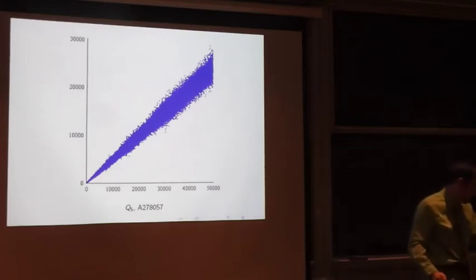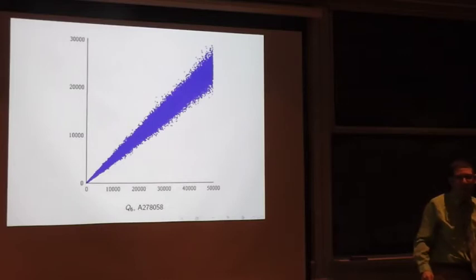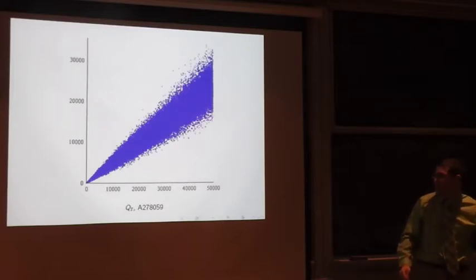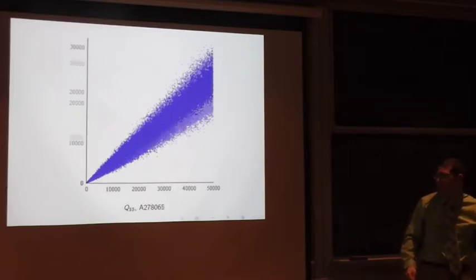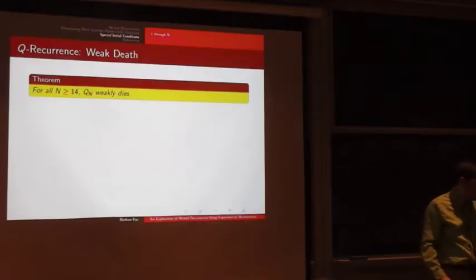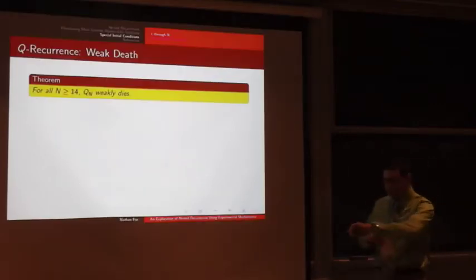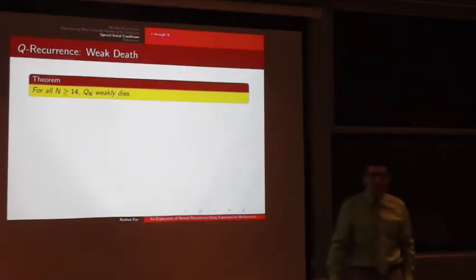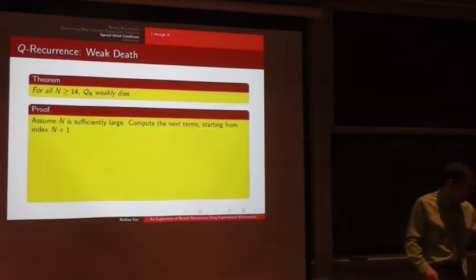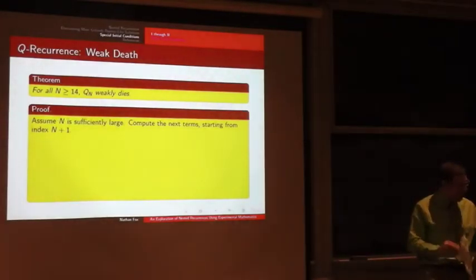This is Q5. Here's Q6. It's not really there anymore. Here's Q7, Q9, Q10, Q13. But good news, if n is at least 14, it weakly dies. So how do we prove that?